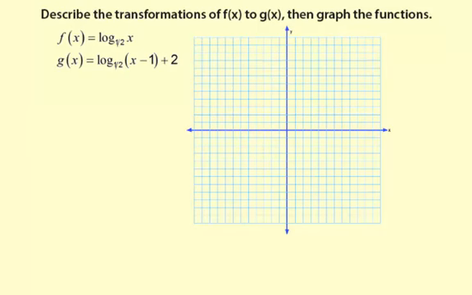Describe the transformations of f of x to g of x, then graph the functions. So f of x is log base 1/2 of x, g of x is log base 1/2 of x minus 1 and then plus 2. So the only transformations we have are translations. And the minus 1 with the x is right 1. And the plus 2 outside is up 2. So those are both translations.